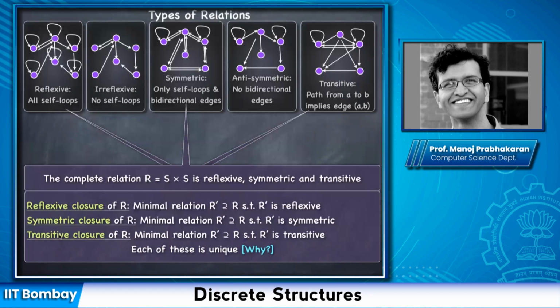So you should think about that, that these closures are well defined and that they are unique. And the example we saw in the previous slide, about making a relation transitive by adding more and more edges, corresponded to constructing the transitive closure of a given relation.